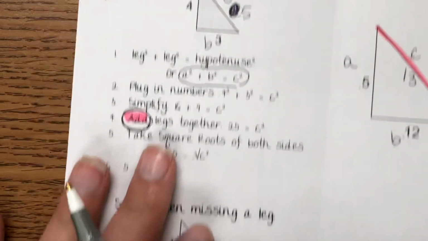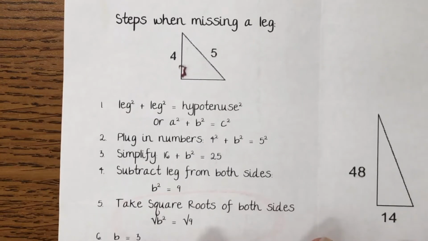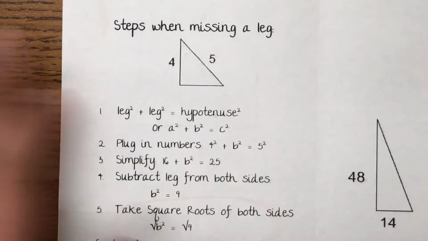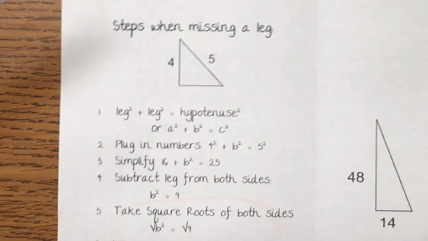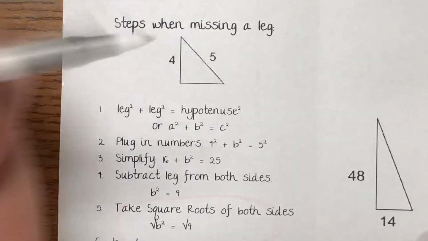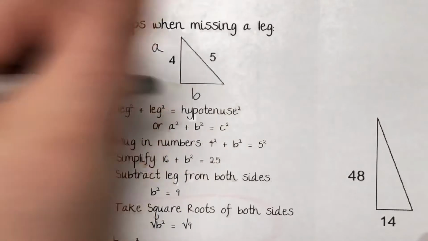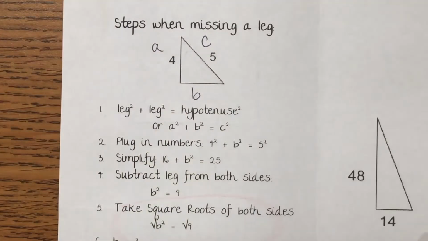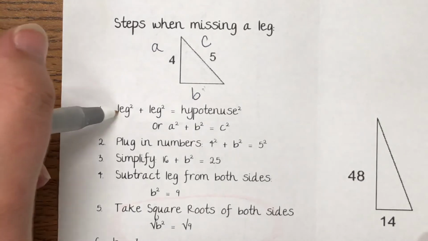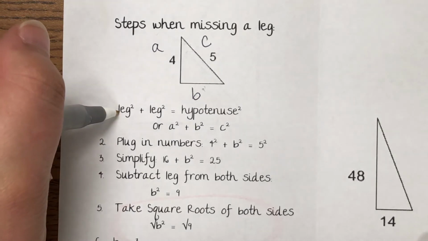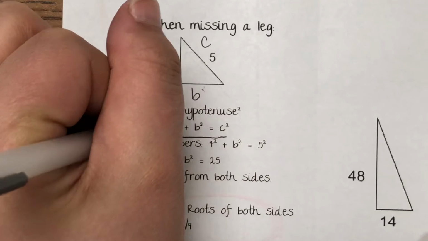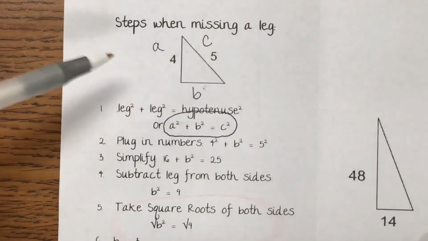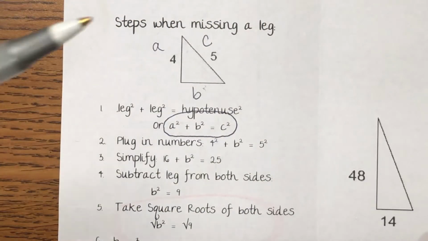All right. Now, let's talk about whenever we're missing a leg. So right here, if you look in my example, I have a right triangle. I have my A, which is 4. I do not have a B. I do not have the length of my B. And then my C is 5. So I'm missing the value for this leg. So I'm still going to use my Pythagorean theorem to help me find this. I'm still going to use A squared plus B squared equals C squared. And I'm just going to plug in what I know, or substitute what I know.